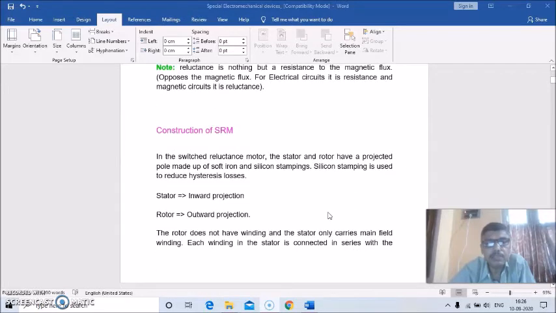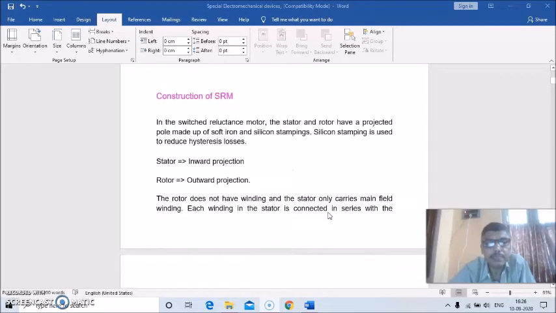Now, construction of SRM, switched reluctance motor. In a switched reluctance motor, the stator and rotor have projected poles made up of soft iron and silicon stampings. Silicon stampings are used to reduce hysteresis losses, like in all other electromechanical or electromagnetic devices. So this silicon stamping basically reduces the hysteresis losses.